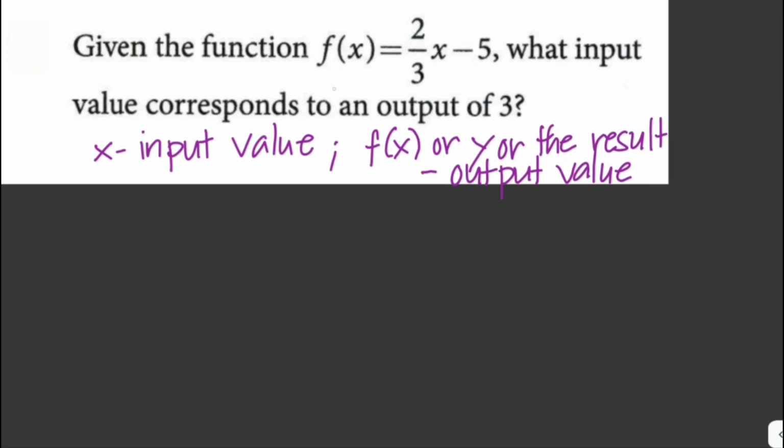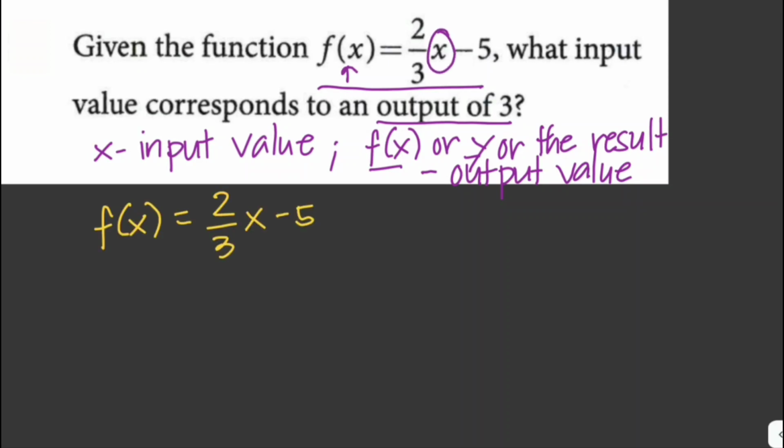So in this given problem, we're given this function and then an output of 3. So the value of 3 here is the value of f of x or y, or the result. So we should plug in 3 to f of x and we solve for the value of x. So let's do that. Let's plug in the value of 3 here to f of x equals 2/3 x minus 5, and then we add 5 to both sides.